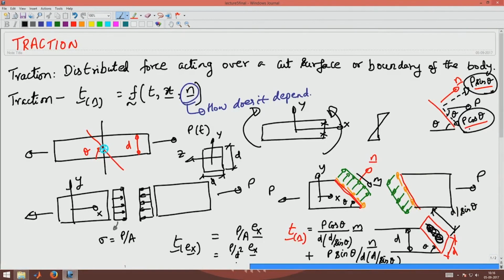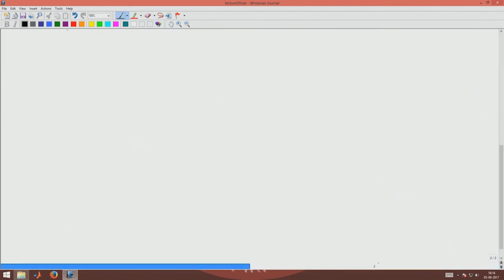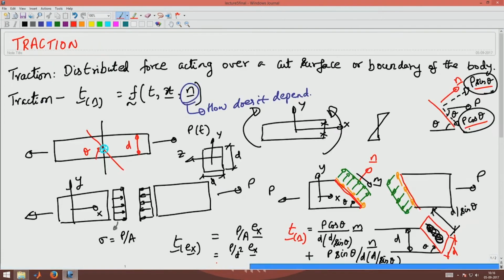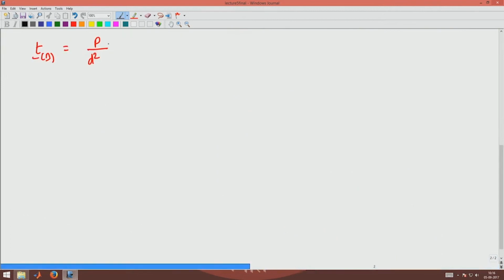Okay. Now let us simplify this further. We got T's of n as P by d square, going back to this equation, P by d square cos theta sin theta m, sin square theta n, right. So it is P by d square cos theta sin theta m plus P by d square sin square theta n.